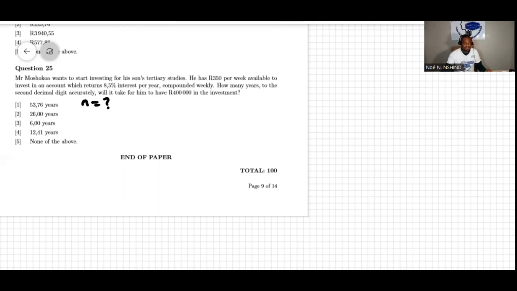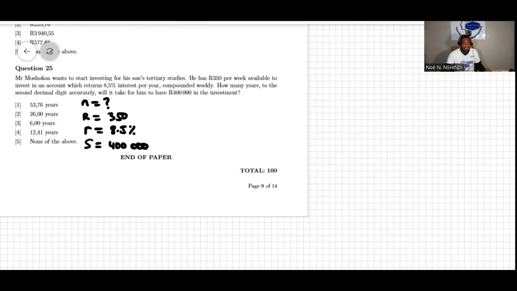And then it is said that Mr. Moshoko has 350 per week available to invest in an account that returns 8.5%. So the weekly payment is 350 Rand, and the account returns 8.5%. So the rate is 8.5%. Now, the question also says how long will it take him to have 400,000 in the investment? So S is 400,000.